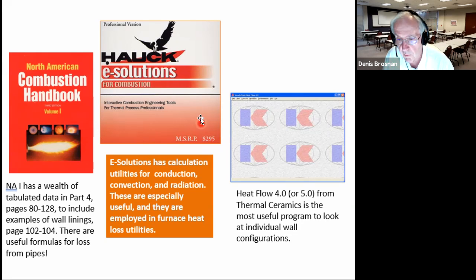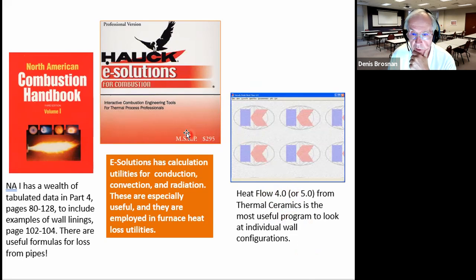And we have the Morgan Thermal Ceramics Heat Flow program. Now I'm using Heat Flow 4.0, and if you've got this available, you're probably using a later version. So some of the information may have changed a bit from what I'm going to present to you.